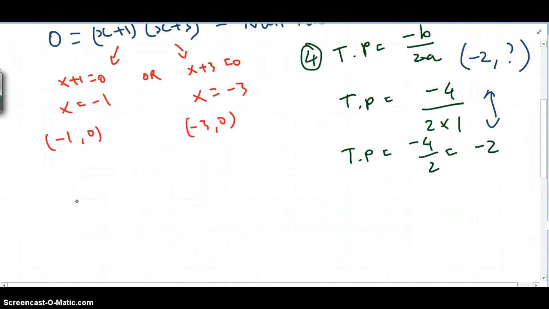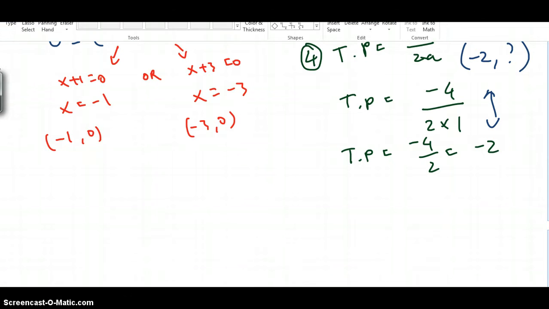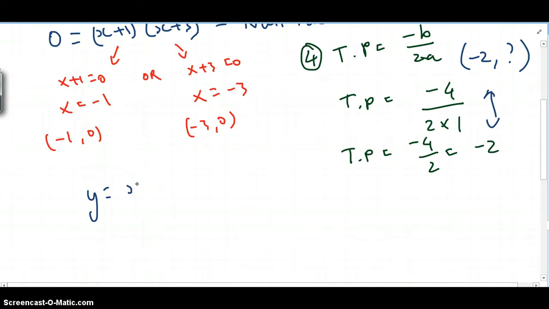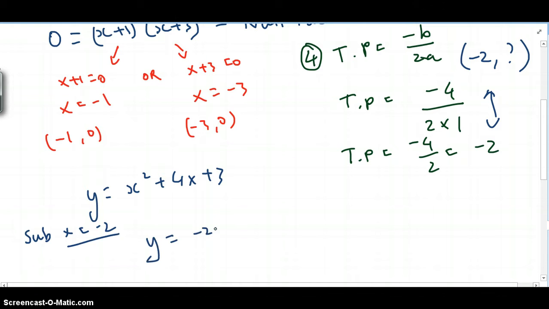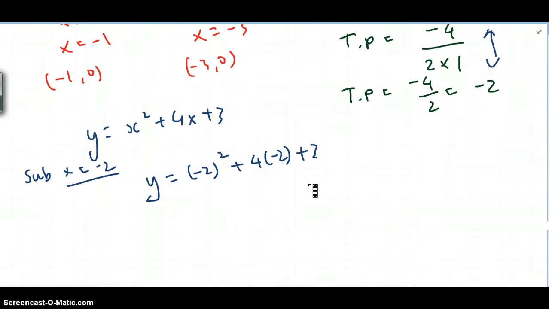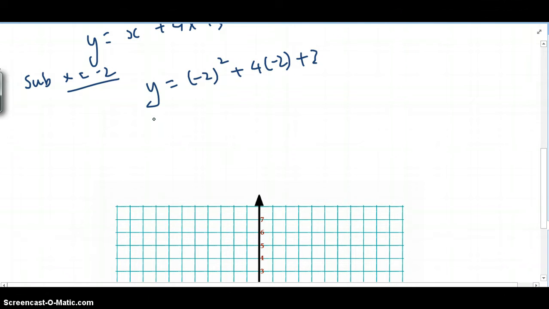So we have to refer back to our original equation, and our original equation is y equals x squared plus 4x plus 3. So we know the turning point is when x equals minus 2, so sub x equals minus 2 into there. And so if we sub x equals minus 2, we get y equals minus 2 squared plus 4 times minus 2 plus 3. And so from here, this ends up becoming y is equal to 4 minus 8 plus 3. Sorry, that number should be a 3 back there. And this ends up becoming y is equal to 4 minus 8 is minus 4, plus 3 is minus 1.